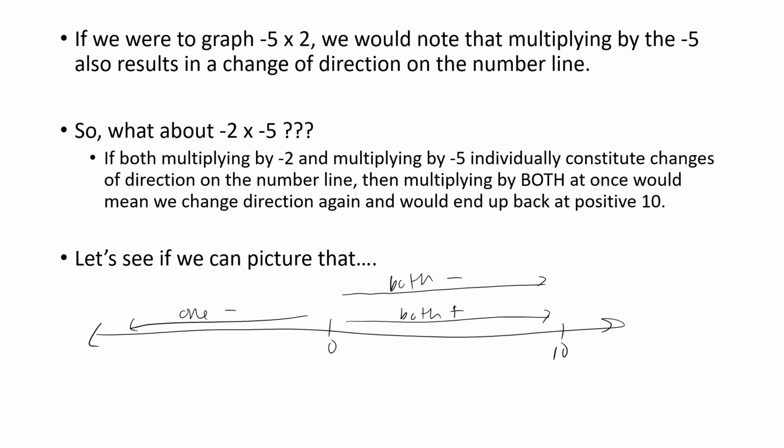Although I'm going to number line the next example as well, you're thinking about the negative as a change of direction. It's like you're moving one way and then the negative is causing you to change direction. So if that reasoning holds, then multiplying -2 by -5 would give us a positive 10. So -2 times -5 is a positive 10.